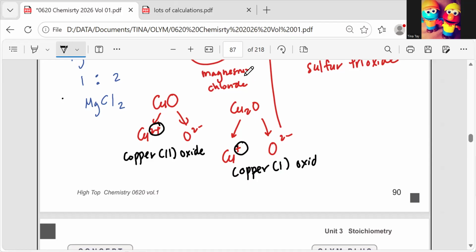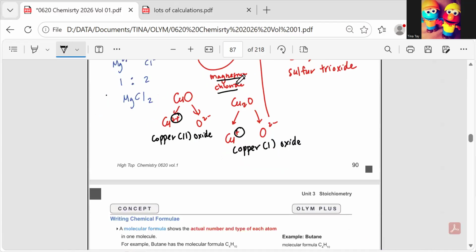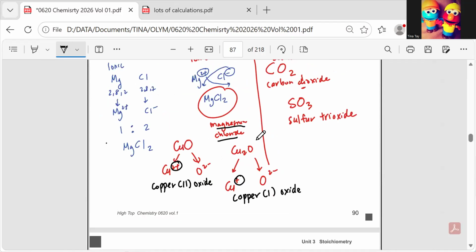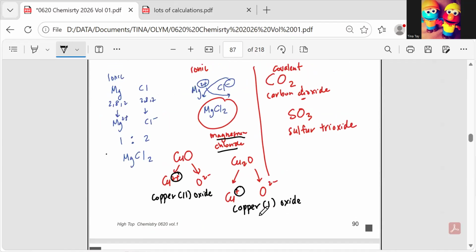Teacher, that means this one is magnesium 1 chloride. No, cannot. Group 1, group 2, group 3, don't simply put numbers. You only put numbers if it's a transition metal that has more than one type. So can you see the difference between this type and this type? Can? Okay.